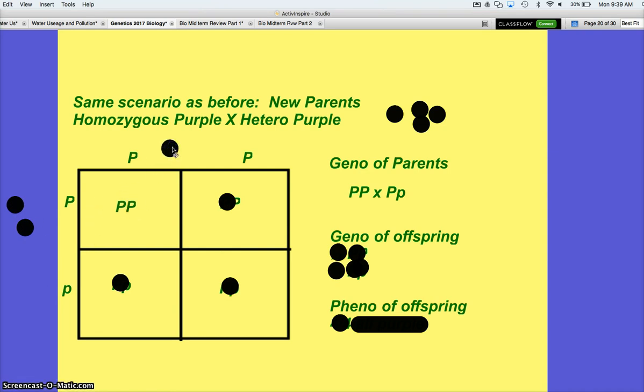Capital P, capital P. Box 2. Capital P, capital P. Box 3. Capital P, little p. Capital P, little p. Box 4. Capital P, little p. Good. Who could tell me the genotype percentages for my offspring? Raise your hand. Melanie. 50%.